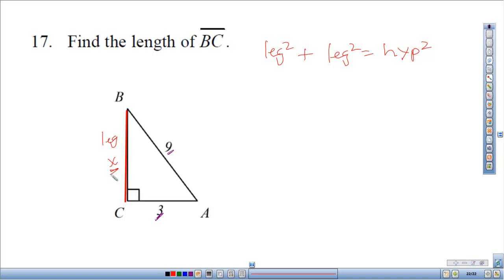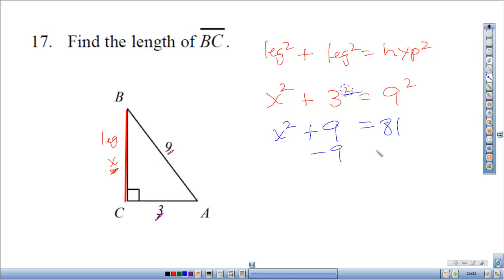In this case, leg squared, that would be what? X squared plus the other leg squared, 3 squared, is equal to 9 squared. All right, there's nothing you can do with x squared. It'll just stay x squared, but 3 squared would be 9. Be careful you don't accidentally multiply by 2. That means 3 times itself twice. And 9 squared would come out to be, what would that be, 81?